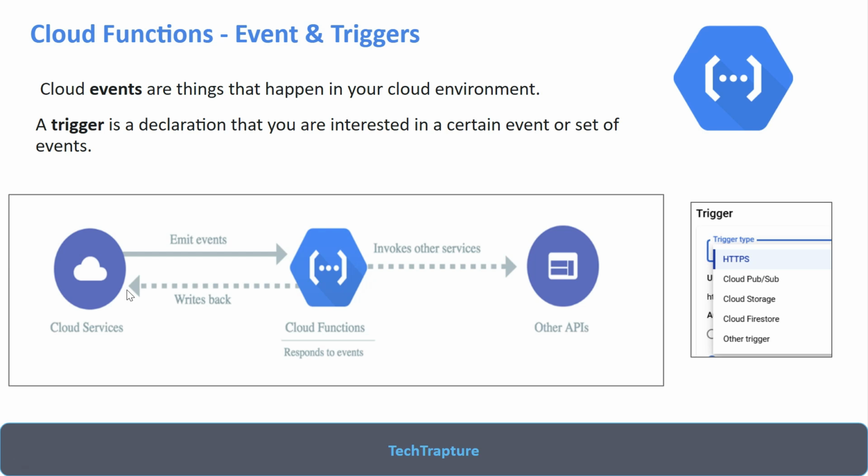Or suppose you have to process the file once you have received it, then you are just invoking other services, you are just invoking your Dataflow job. That can be an example. Okay, and what are the triggers available?